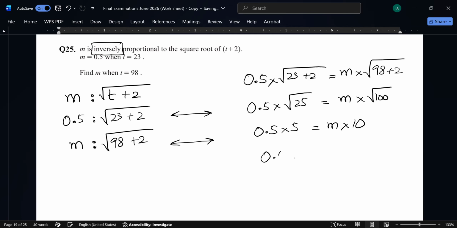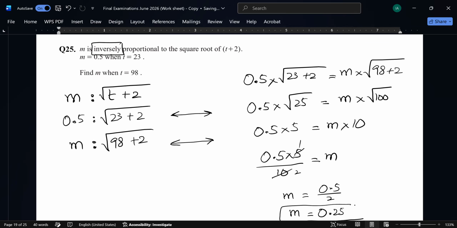0.5 times 5 divided by 10 will give you the value of M. 5 times 1, 5 times 2. 0.5 divided by 2, or it could have been M is equal to 0.25. This is the required value of M, 0.25, or 1 upon 4 as well, you can write.